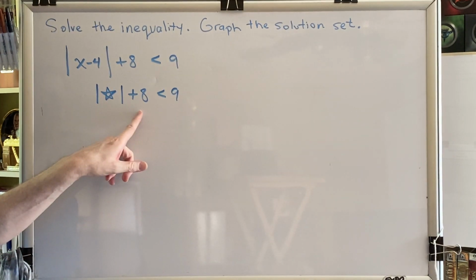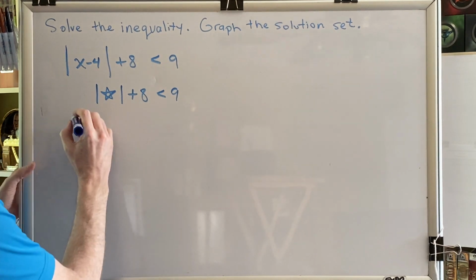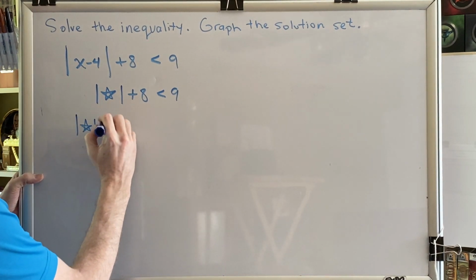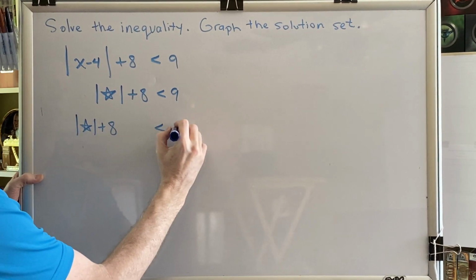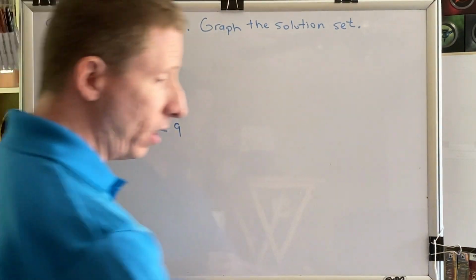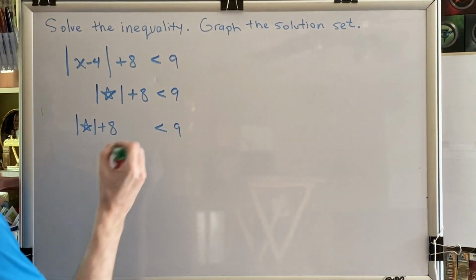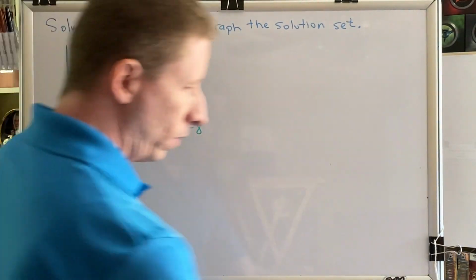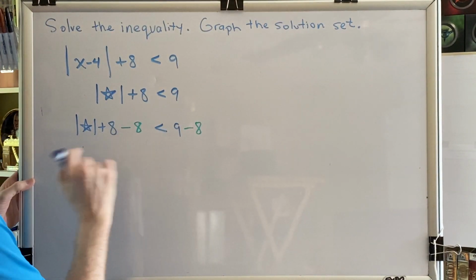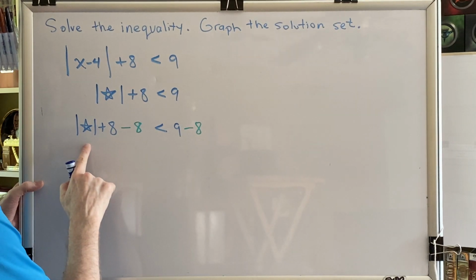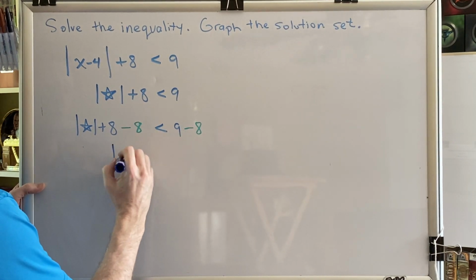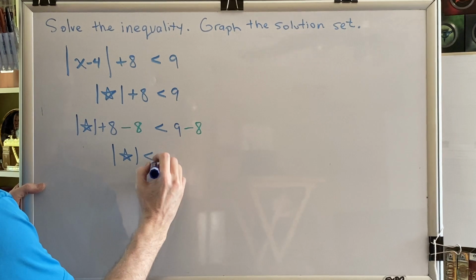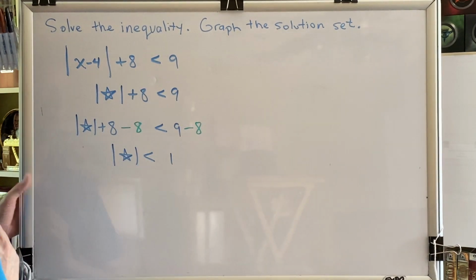Therefore, we must get rid of this add 8. We'll do that with the opposite, which is a subtract 8. So I'll make a copy of the left side and a copy of the right side, and then I will subtract 8 on both sides. On the left, plus 8 minus 8 is 0, and the absolute value of star plus 0 is the absolute value of star. On the right side, 9 minus 8 is 1.